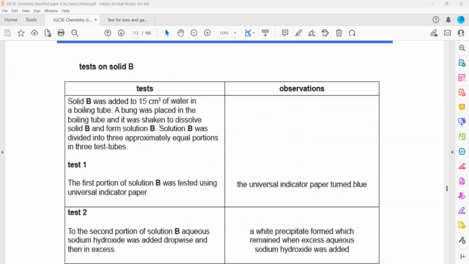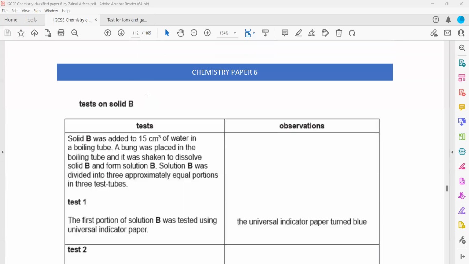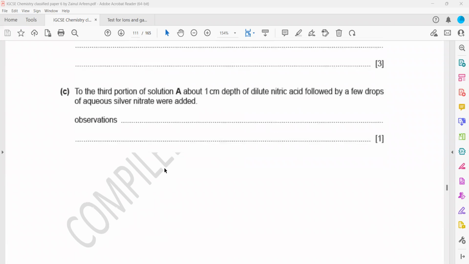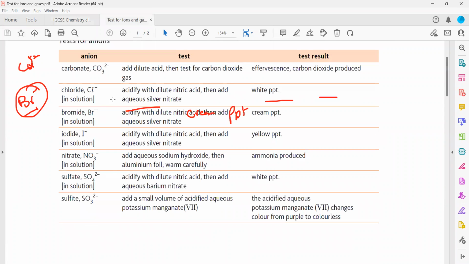Solid B was... yes, you can write PPT. Instead of writing full precipitate, you just write PPT. What we write for part C? For part C, we will write cream color precipitate. Why cream color precipitate? Because in the beginning they mentioned this is a salt which contains copper 2 and bromide. And bromide ion with nitric acid and silver nitrate gives us the cream color precipitate. The cream PPT.